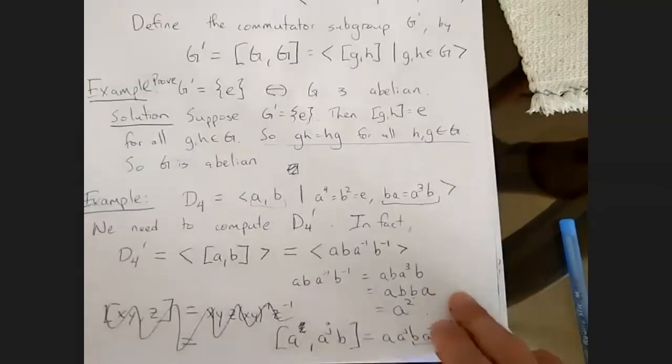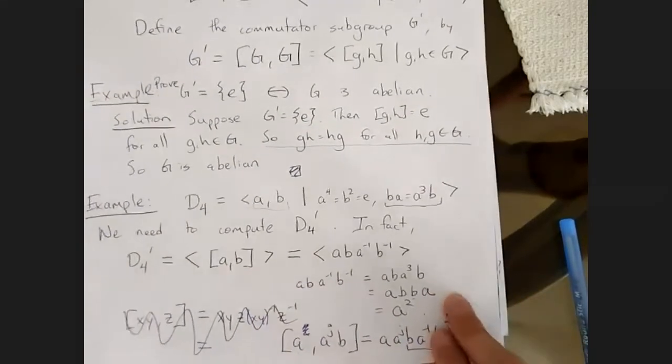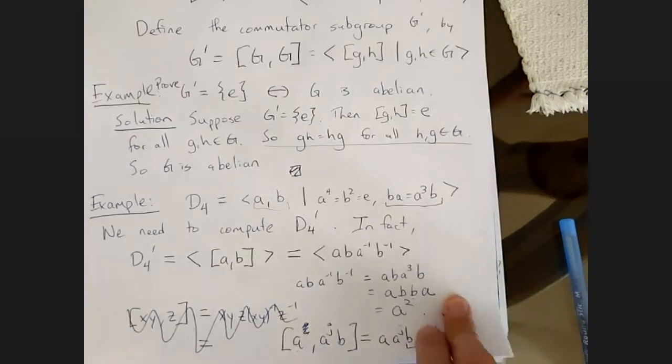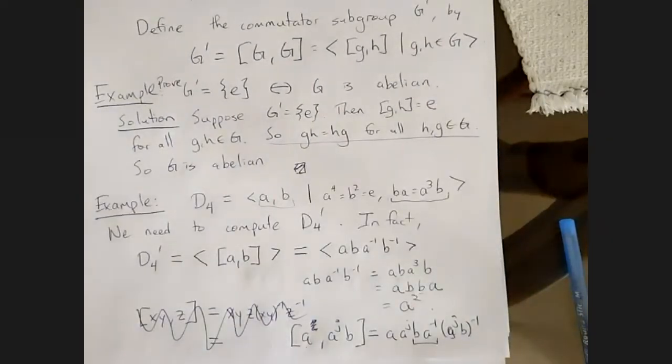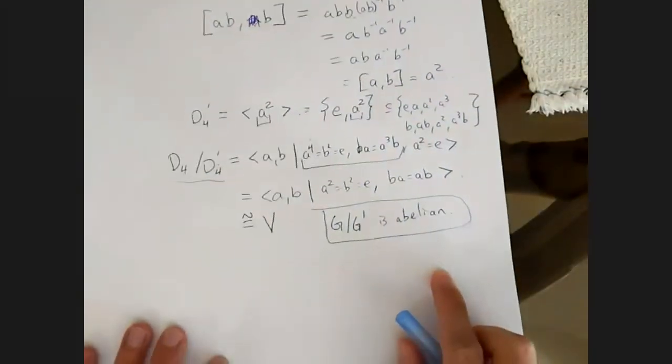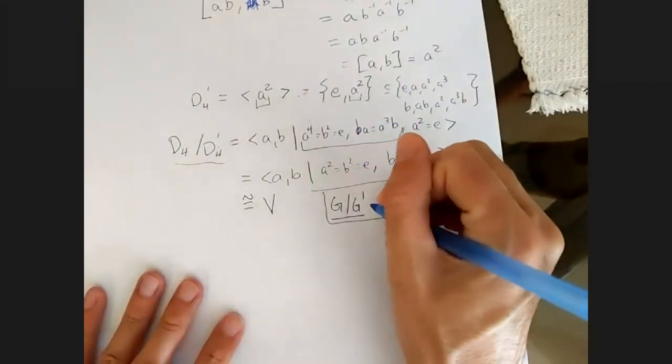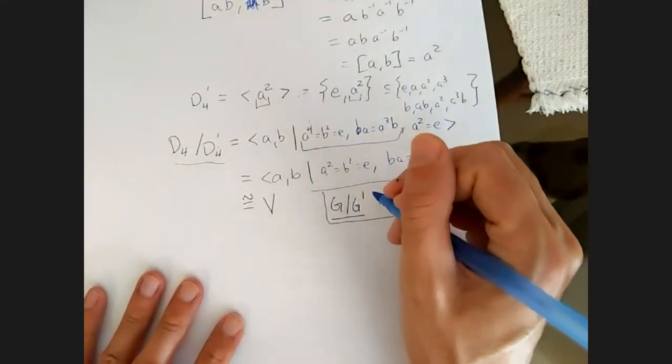So let's, yeah, so this commutator subgroup, we're using it to measure how abelian or not our group is. First, let's explain how, in order to form this quotient, we need for G prime to be a normal subgroup.